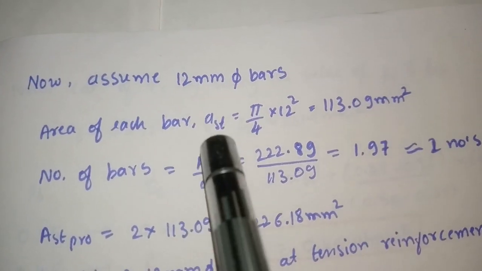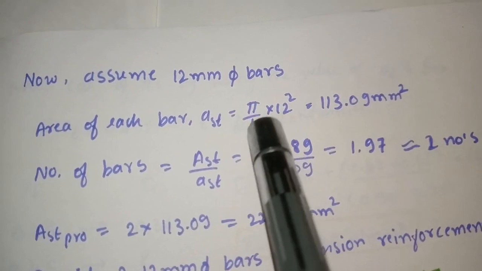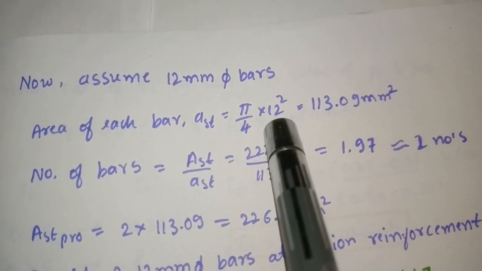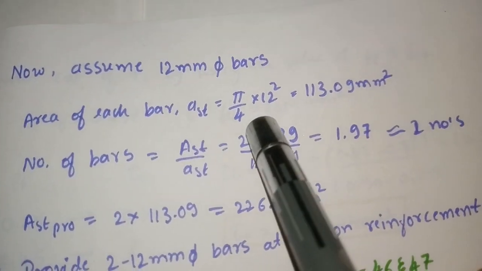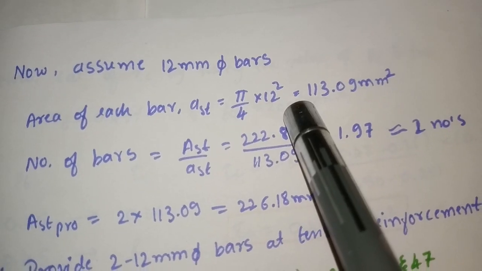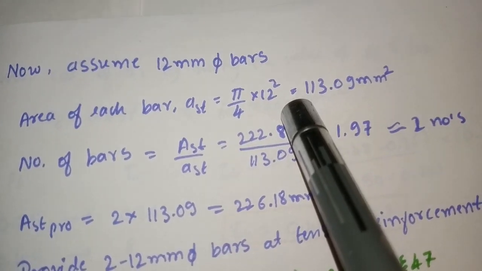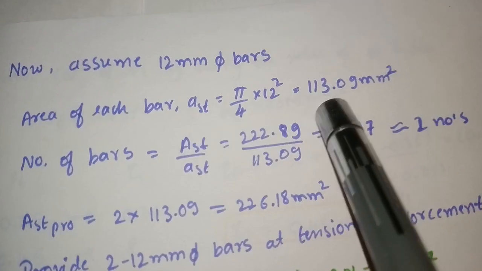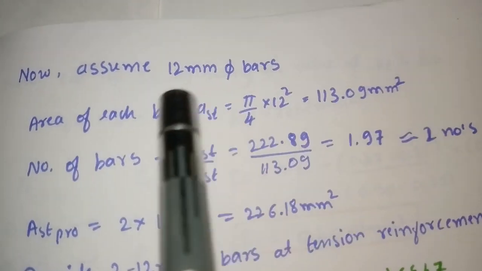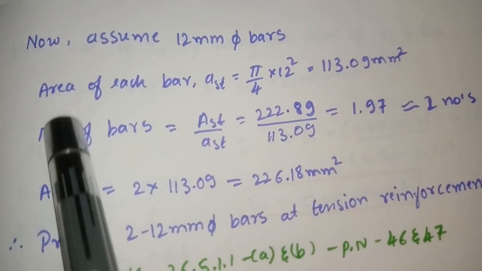Now we can calculate the area of each bar. For that we have the formula AST is equal to pi by 4 into D square, that is 12 square. Substitute all the values and simplify this. We'll get our AST value as 113.09 mm square. Now we'll go for the calculation of the number of bars.